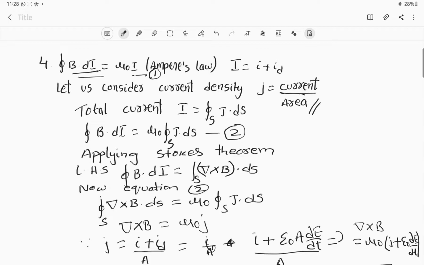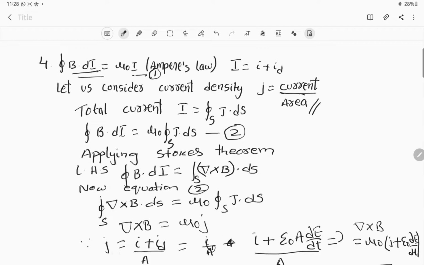What the Stokes theorem says is that if a given quantity is in a line integral, you can convert that line integral into a surface integration by means of an operator called the del operator. So the line integral of B into dl can be written in the form of a surface integration, del cross B into ds. Now our equation number 2 becomes the surface integration of del cross B into ds, which is equal to mu naught times the surface integration of J into ds. So del cross B is equal to mu naught J.